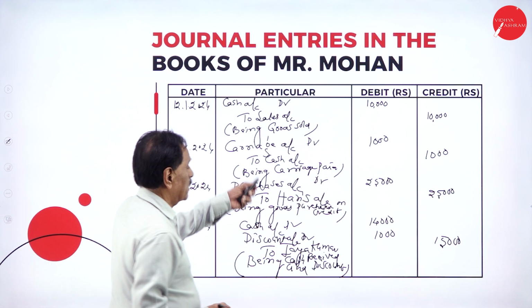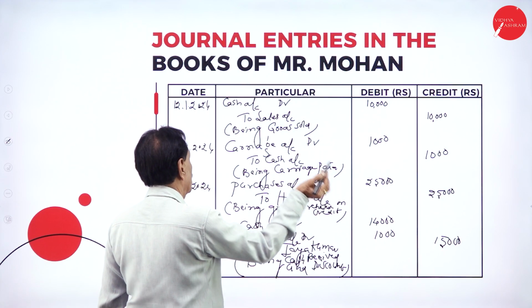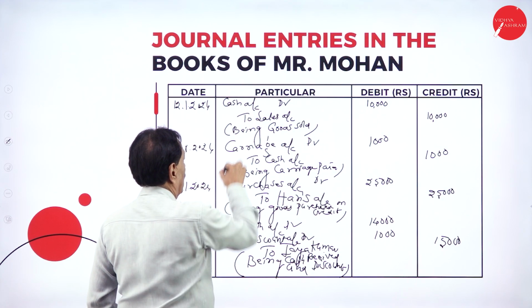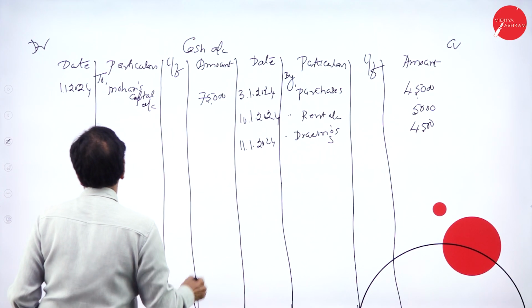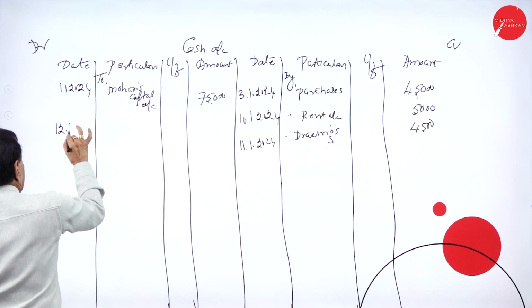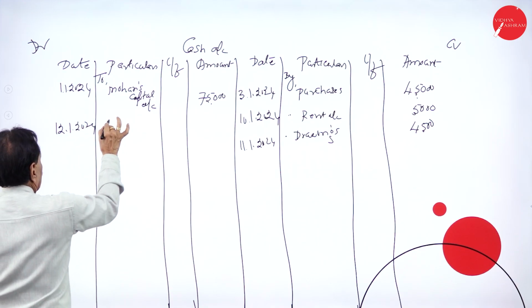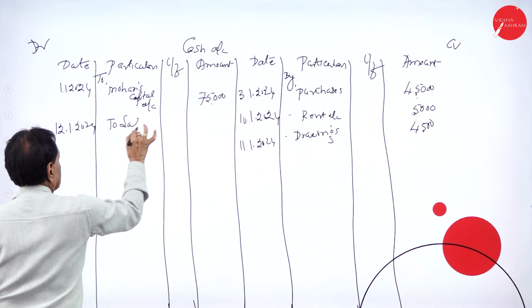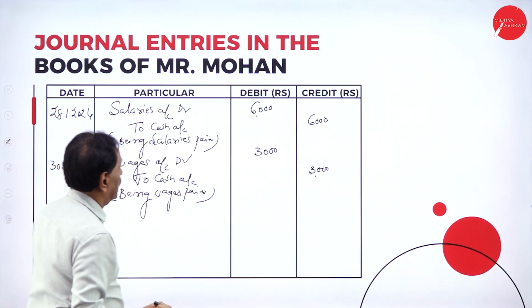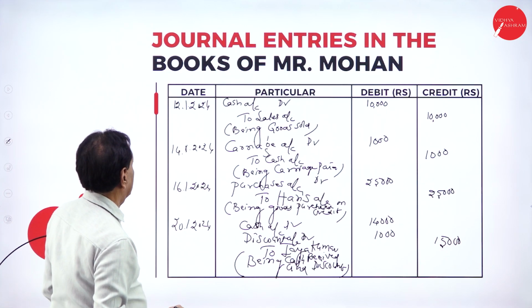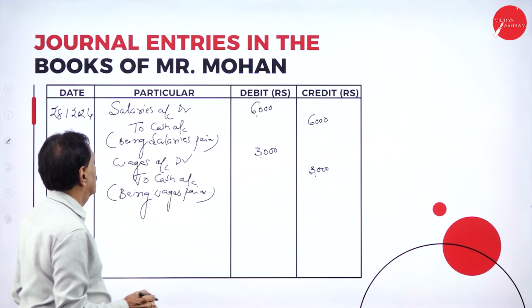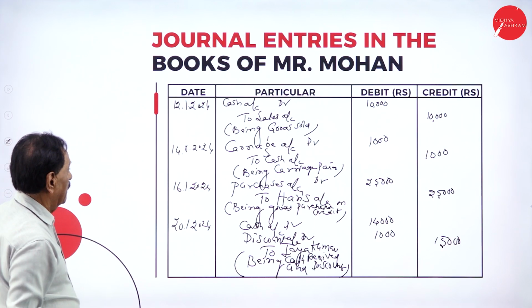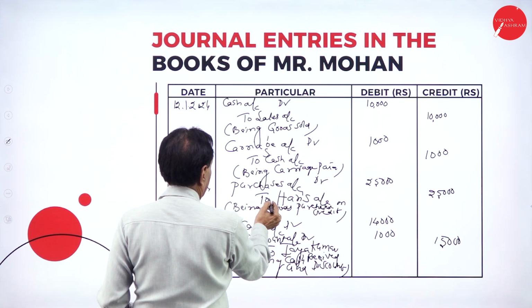12th, cash account debit, by selling the goods we are receiving the cash. So cash to sales, 12th one. 12/1/2024, to sales account. How much cash is coming in? 10,000. Sales.